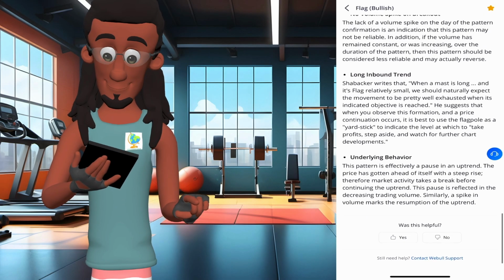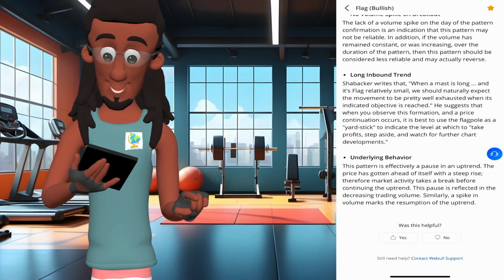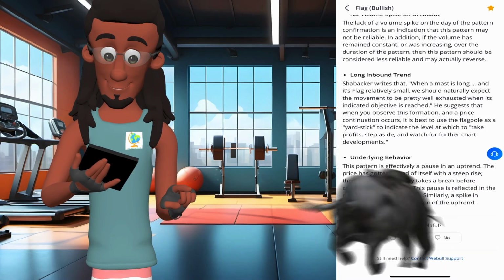All right. Underlying behavior. So what does the flagpole ultimately represent? I feel like this writer has told us 3 times what the flagpole represents, but just to drive it home, he's going to say this. This pattern is effectively a pause in an uptrend. The price has gotten ahead of itself with a steep rise. Therefore, market activity takes a break before continuing the uptrend. This pause is reflected in the decreasing trading volume. Similarly, a spike in volume marks the resumption of the uptrend.